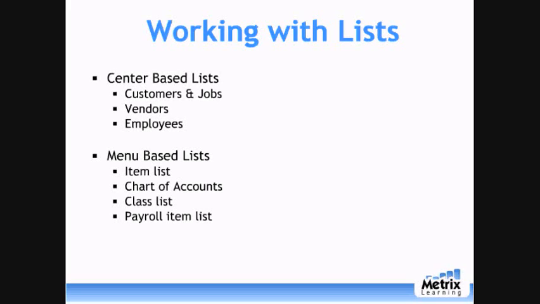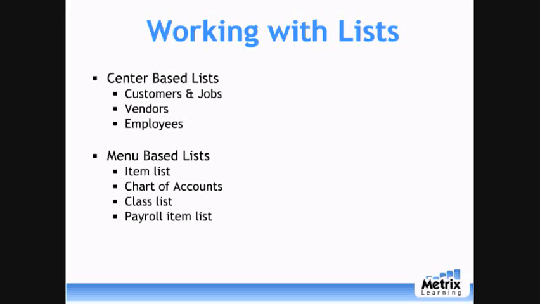Menu-based lists include the item list, chart of accounts, class list, and payroll item list. They are available through the Lists menu. You can also open the item list and chart of accounts from the home page. You will also want to know all of these and the functions and accounts they are associated with.